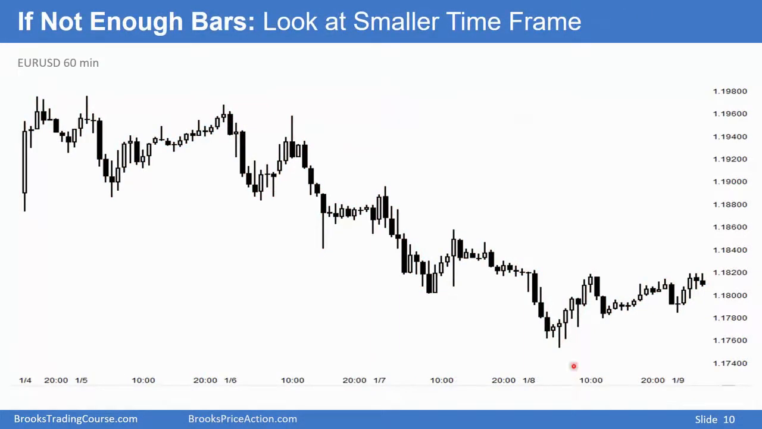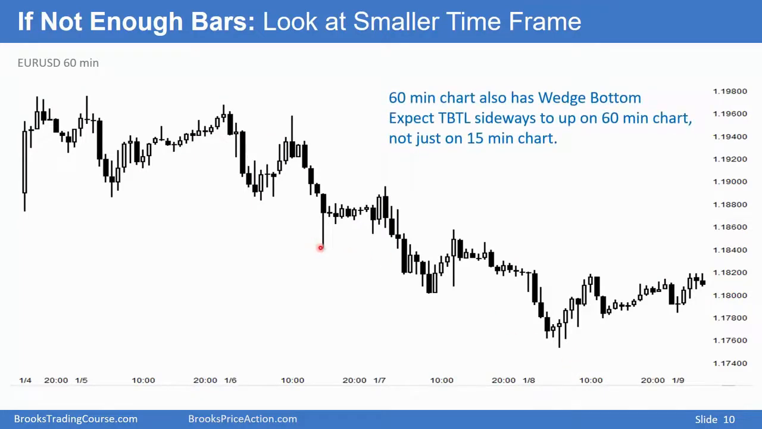Here is the 60-minute chart of the same bars, and it also has the wedge bottom, 1, 2, 3. I'm going to look for 10 bars and 2 legs up on the 60-minute chart, not just on the 15-minute chart. On the 15-minute chart, this was the end of the 2 legs up. On the 60-minute chart, it went higher, and the second leg up is over here. You'd make an additional 30 or 40 pips if you set your target based upon the 60-minute chart.